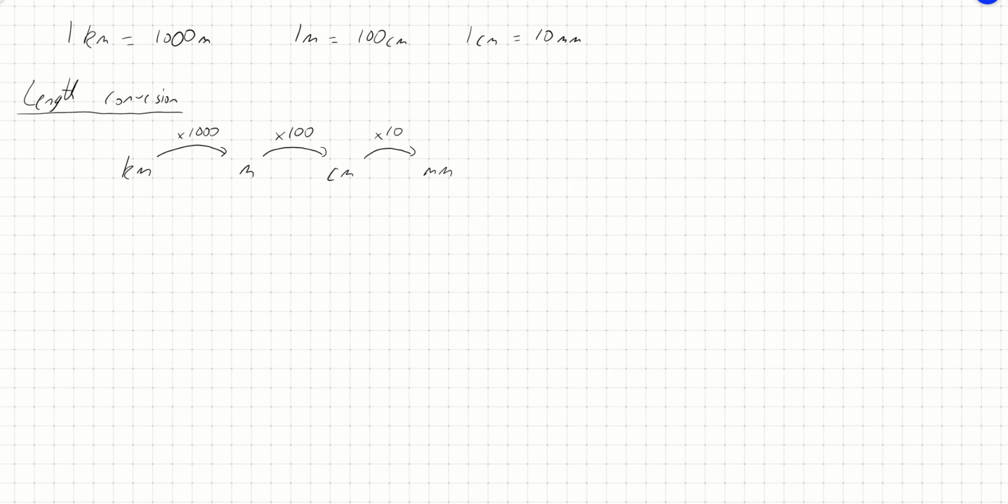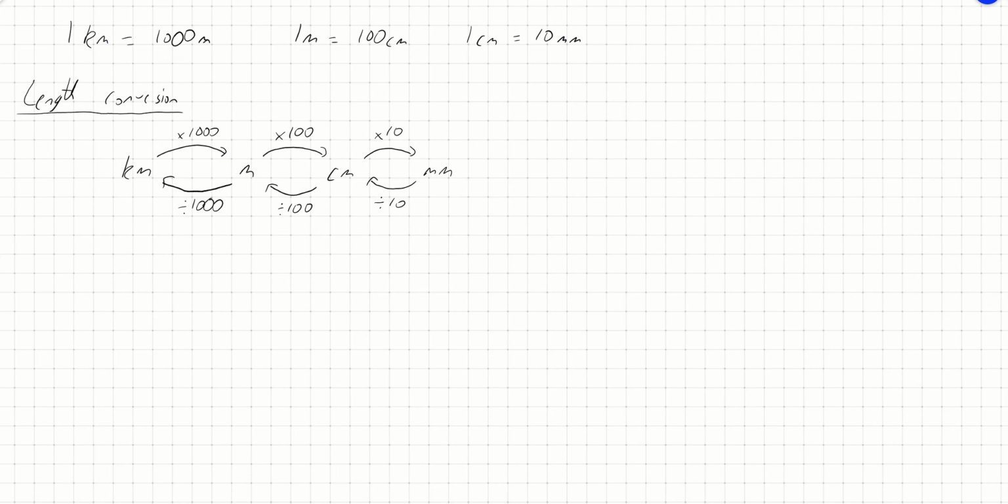Note that to get from a big unit to a smaller unit, we multiply. Lots of people get that the wrong way around. If we're going in the opposite direction, these are all the same numbers, but rather than multiply, we divide. So millimeters to centimeters, we divide by 10. Centimeters to meters, we divide by 100. Meters to kilometers, we divide by 1,000.